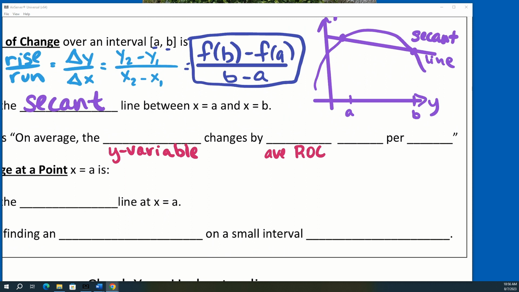And using units is super important. We are going to use units today. But for your units, it's going to be whatever the y unit is per whatever the x unit is. So that's why on the one we just did, you did miles per minute because the y unit was miles, the x unit was minutes. All right, so that's average rate of change.